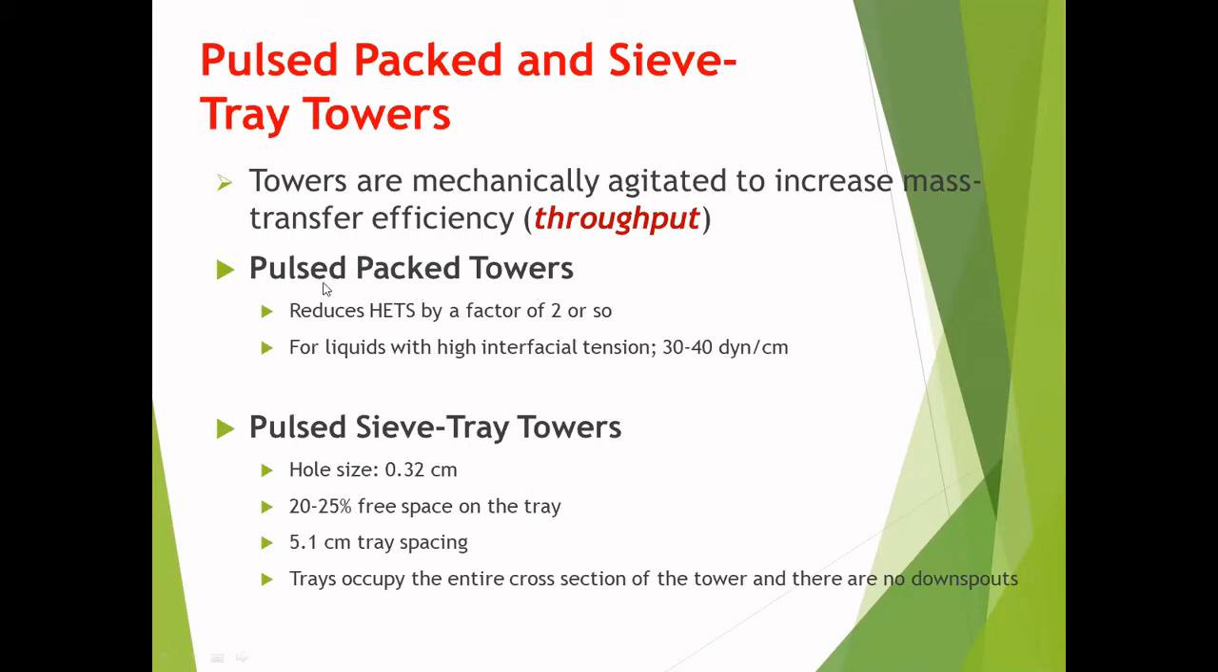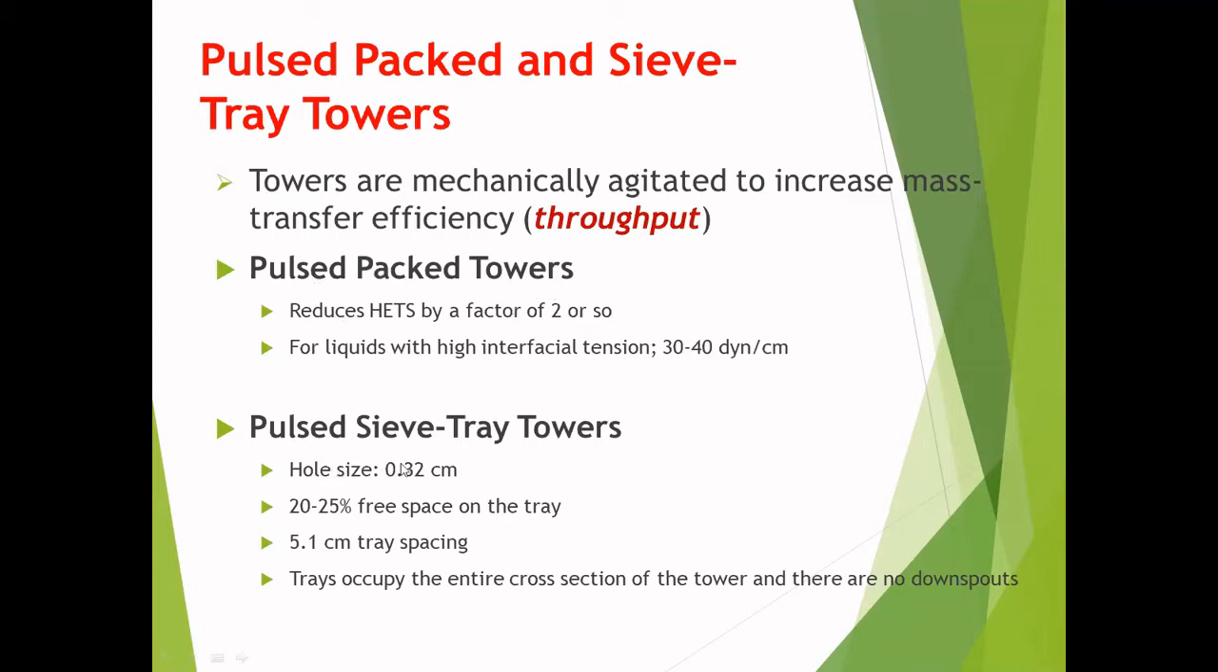Now for liquids with high interfacial tension, higher than 25, so you can see that the range here is 30 to 40 dyne per centimeter, a pulse pack tower is suggested. So not just an ordinary packed tower this time, but the tower has to be pulsed.